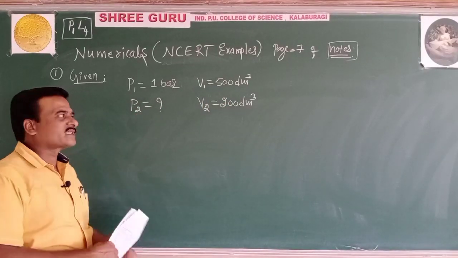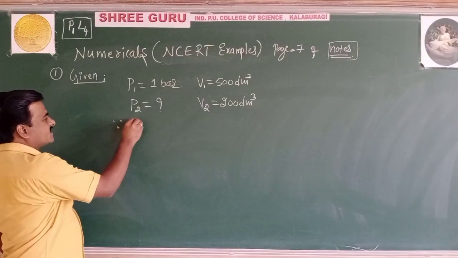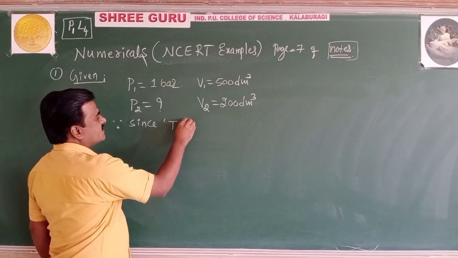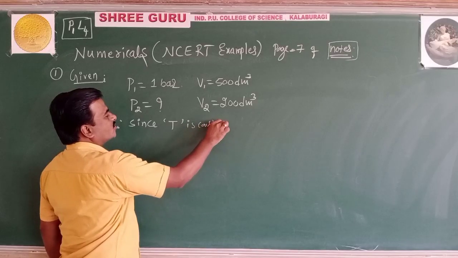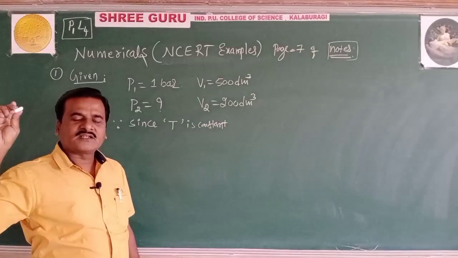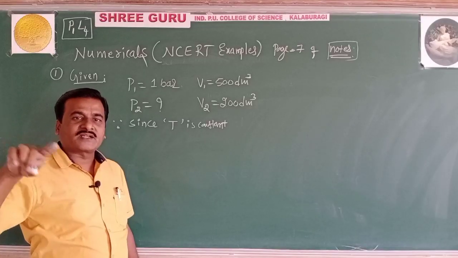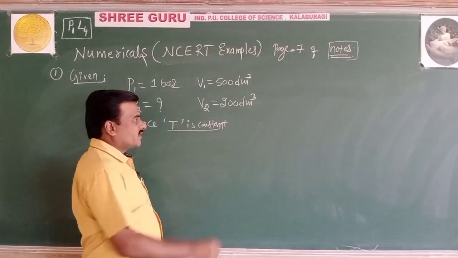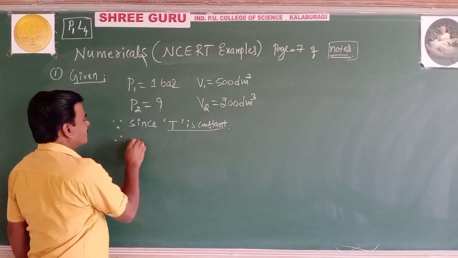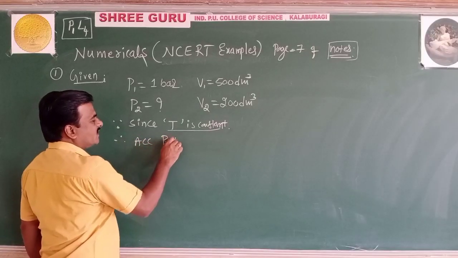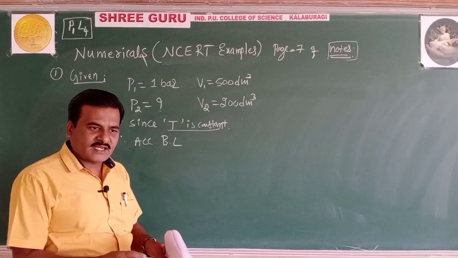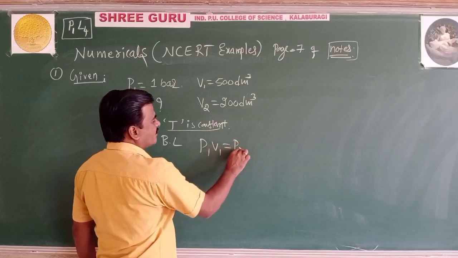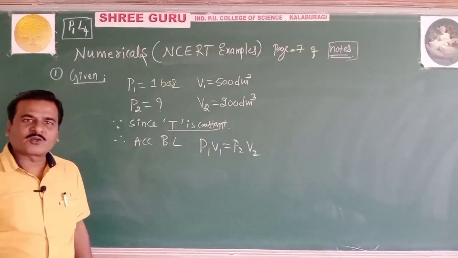Since temperature is constant, try to understand: since T is constant, recall the gas laws. Temperature is kept constant in which gas law? It is none other than Boyle's law. Therefore, according to Boyle's law, what is the equation for a gas at two different states? P1 V1 equals P2 V2.